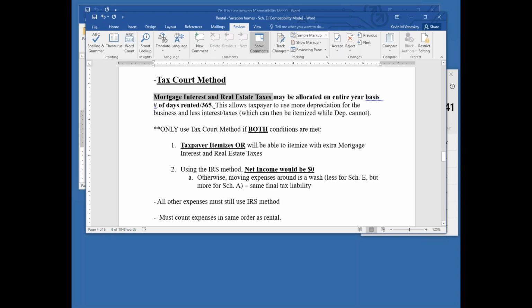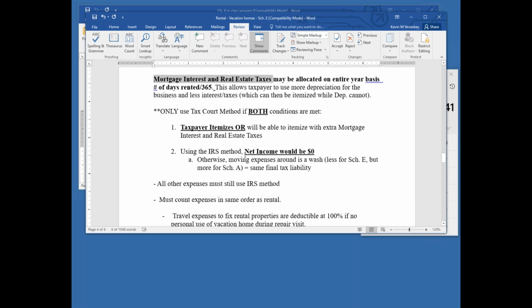You met condition one. Condition two is using the IRS method. You have net income that would be at zero. You have more expenses than you do revenue coming in, then it would be a good point to go ahead and do the tax court method, because you're probably going to save.